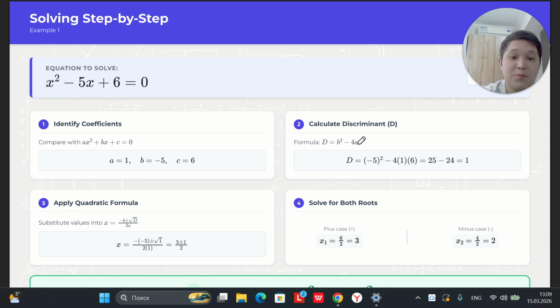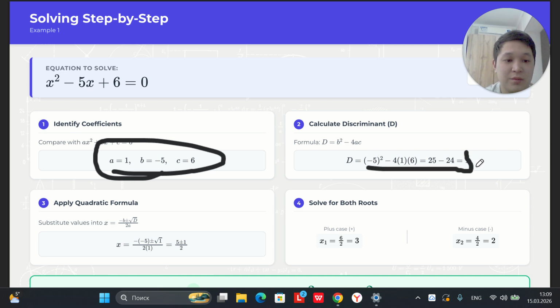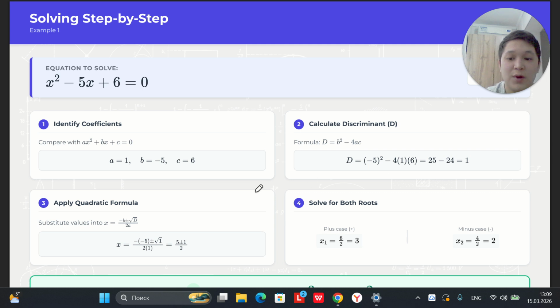The next step, we should calculate the discriminant. Our discriminant formula is D equal to b squared minus 4ac. We just substitute our coefficients, so it's a simple mathematical equation. The discriminant is 1, and we substitute into our main formula. Instead of the discriminant, we just write 1, and we also have the coefficients b and a, and we should solve.